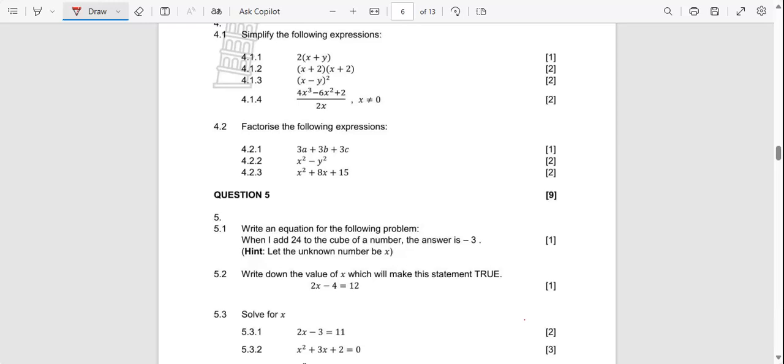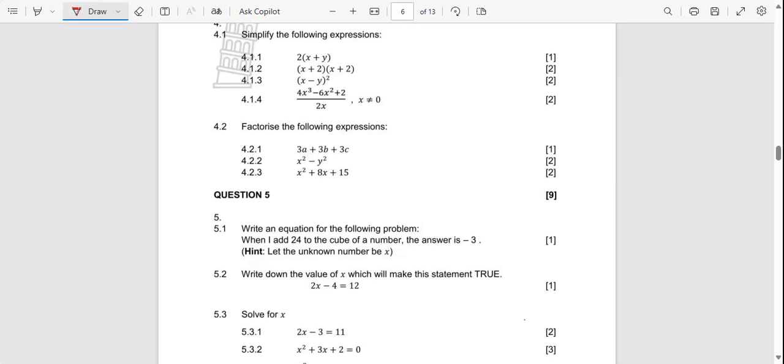On algebraic expression and equation for grade 9. So we'll only tackle algebraic expression. Let's start with this. This is for the June examination, guys. Use this question paper to prepare for your June exam.